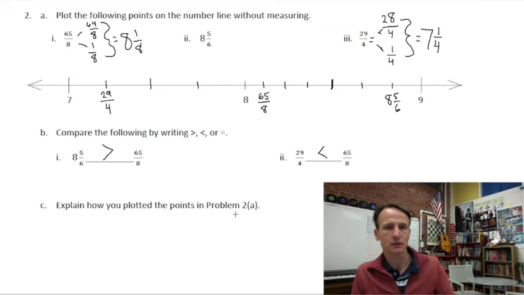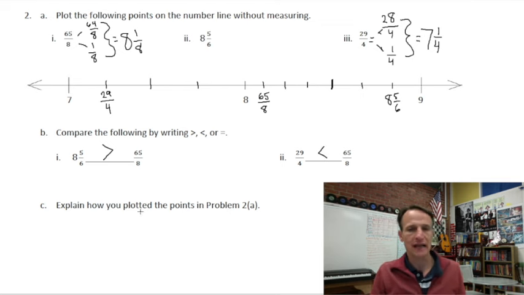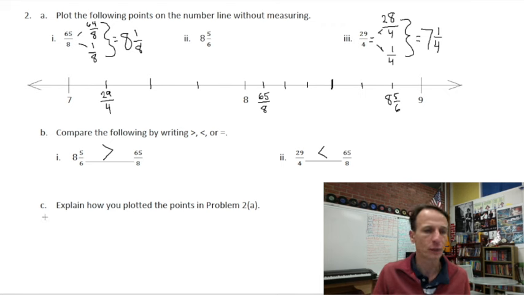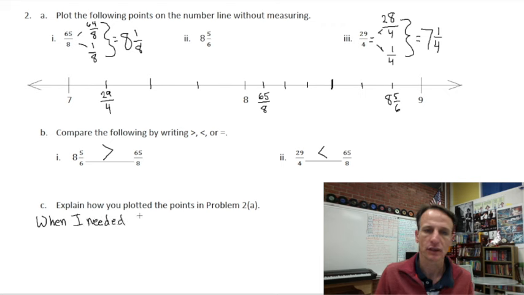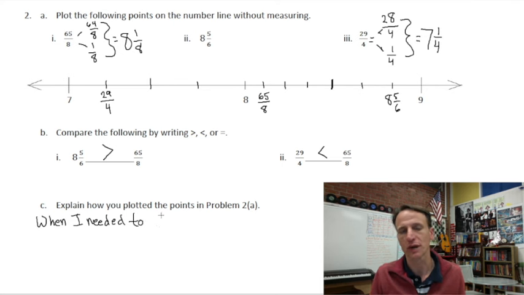So now, as warned, we have to explain how we plotted the points in problem 2. Okay, so what did we do? Well, when I needed to, what did we do with those improper fractions? We converted them to mixed numbers.